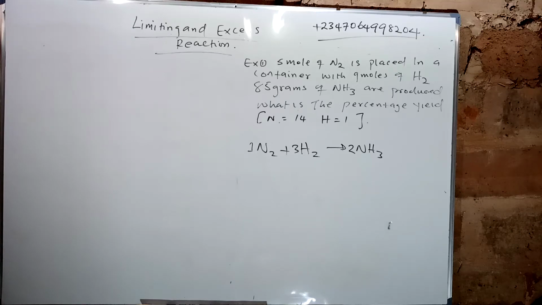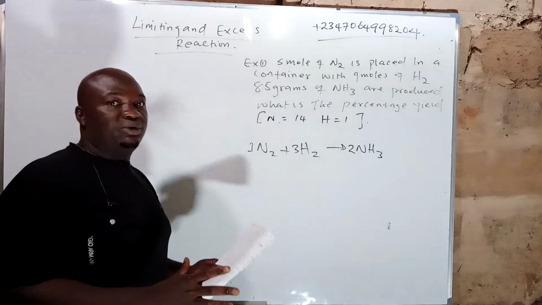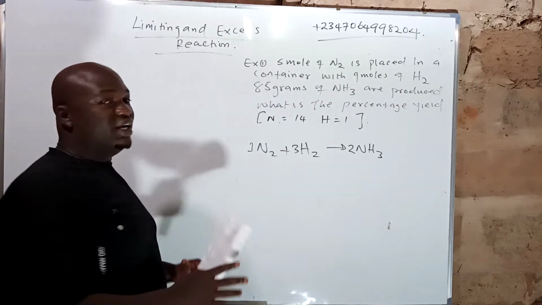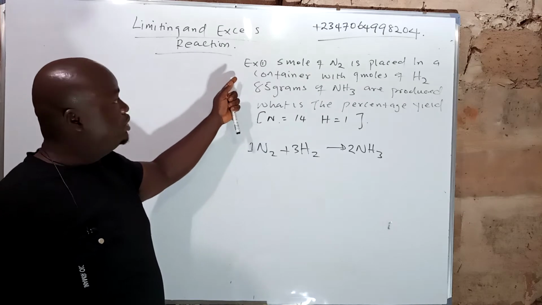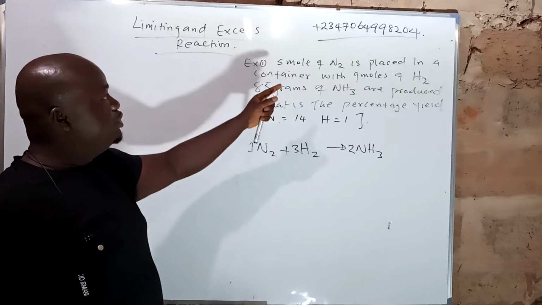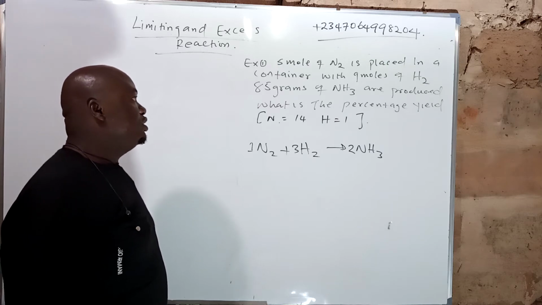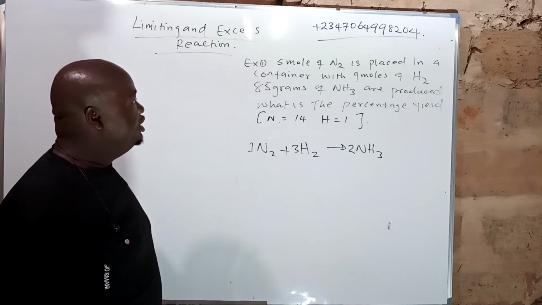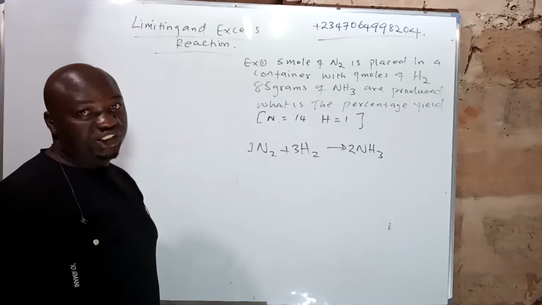We want to identify under this video how to simply know which of the reactants is your limiting reactant and which of them is your excess reactant. And then there is a question at the board. 5 moles of nitrogen is placed in a container with 9 moles of hydrogen. 85 grams of ammonia are produced. What is the percentage yield?